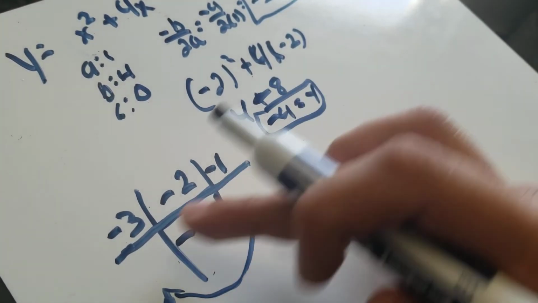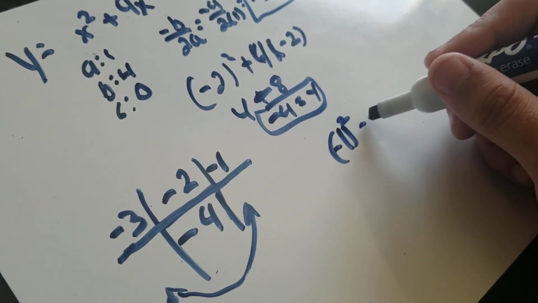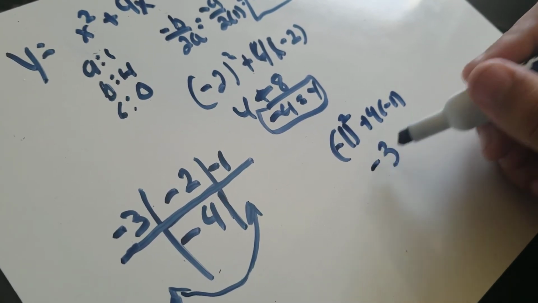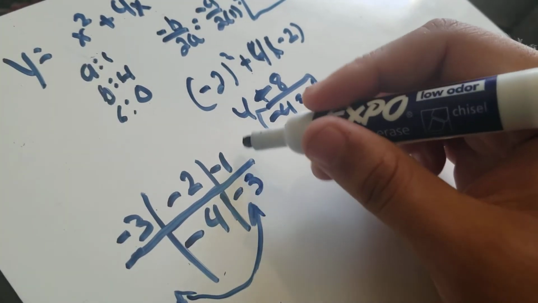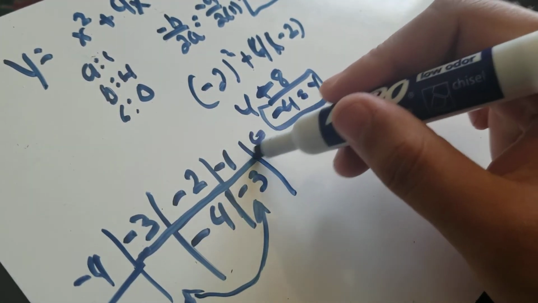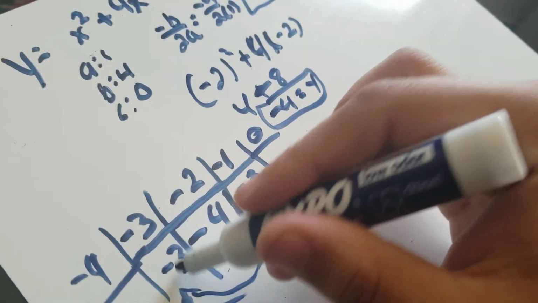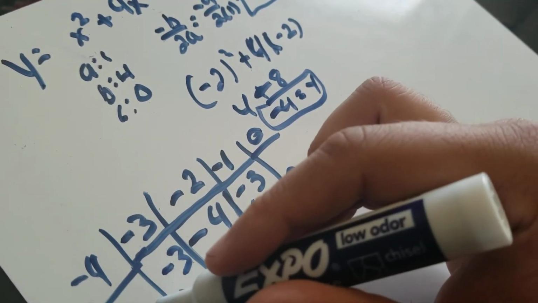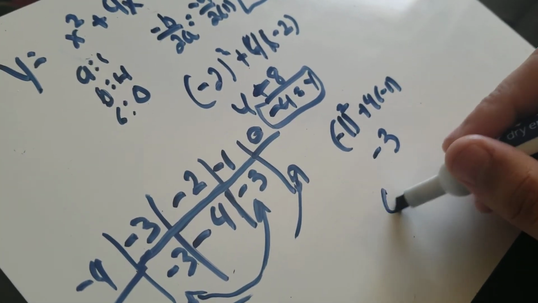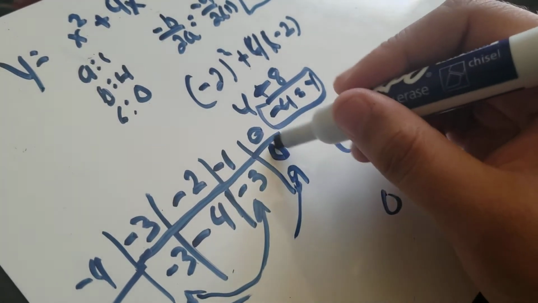I'm going to plug in -1, which looks easier out of the two. So -1 squared plus 4 times negative 1 ends up being negative 3. Let's go to the next one, -4 and 0. This one is also symmetrical, so the y is negative 3. Over here we plug in 0, which is really easy: 0 plus 4 times 0 equals 0. So these are your solutions.